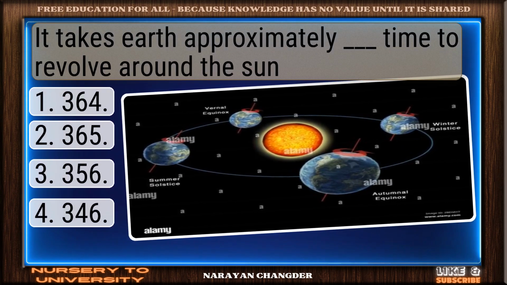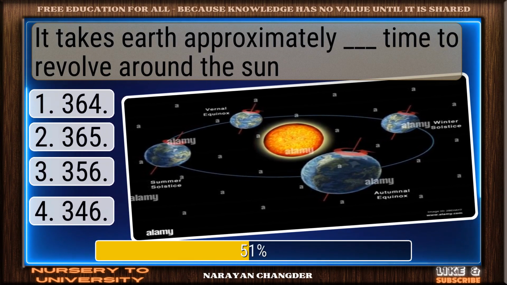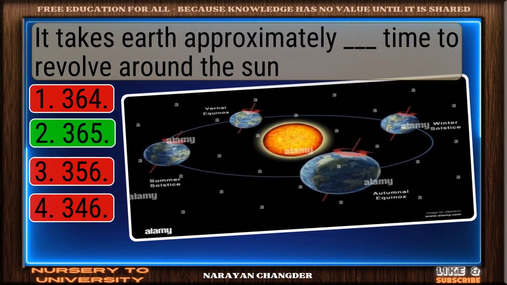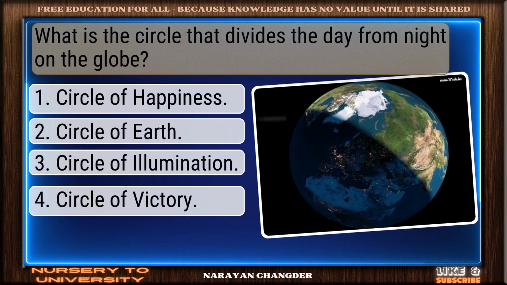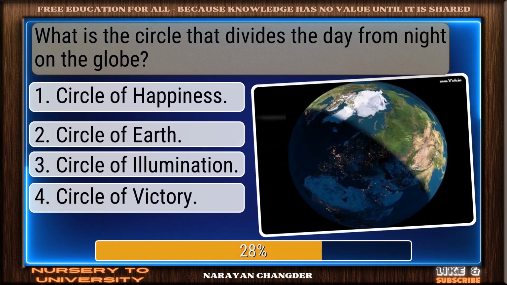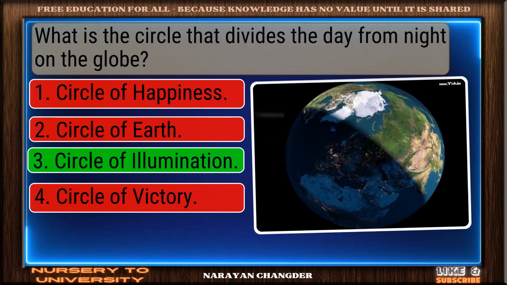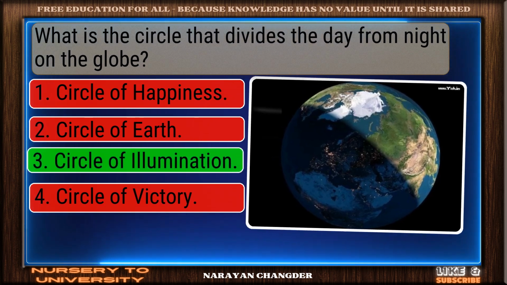It takes Earth approximately ___ time to revolve around the Sun. Perfect. 365 is the correct choice. What is the circle that divides the day from night on the globe? Right choice. Circle of illumination is the best answer.